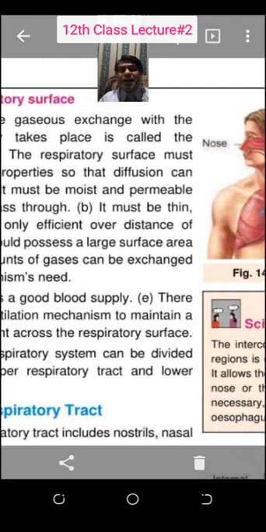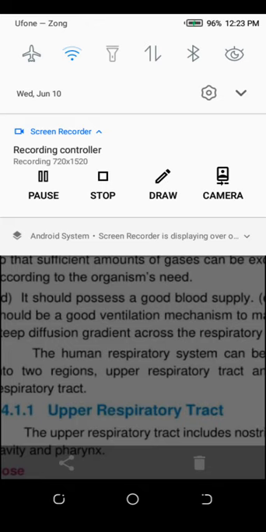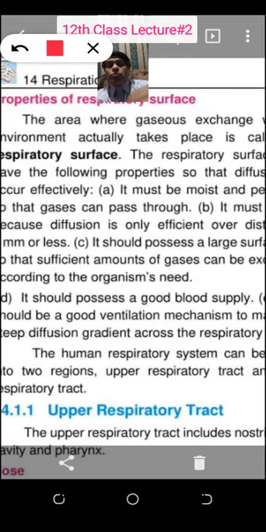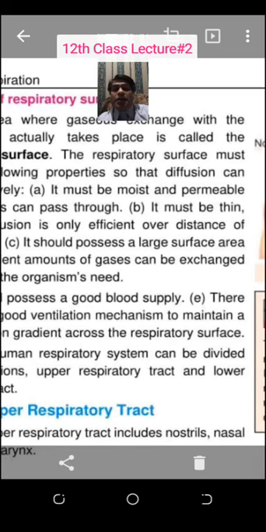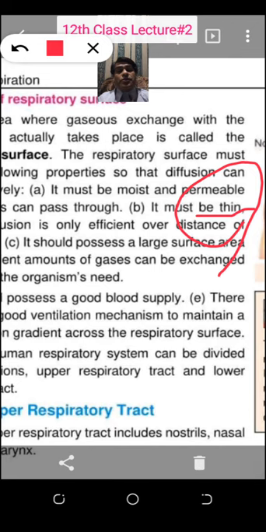Now come back to another point, students. Another point which I wanted to tell you about. Surface area should be thin. Now this is also an important point. I told you that the alveoli cell consists of two membranes. One is an outer membrane, one is an inner membrane. And oxygen will cross these two membranes to the capillary.